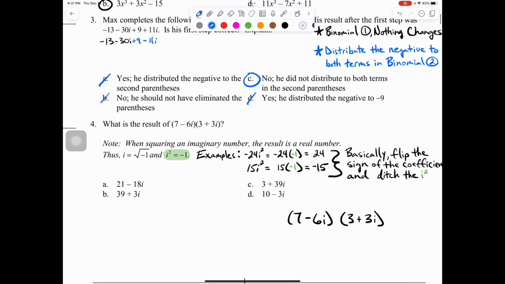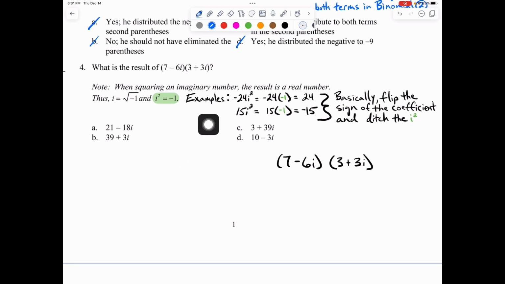And for number 4, another tip before we begin: i squared equals negative 1. So examples are, if we end up after distributing with, let's just say, negative 24i squared, well, negative 24i squared is equal to negative 24 times negative 1, which equals 24. 15i squared equals 15 times negative 1, which equals negative 15. Basically, flip the sign of the coefficient and ditch the i squared.